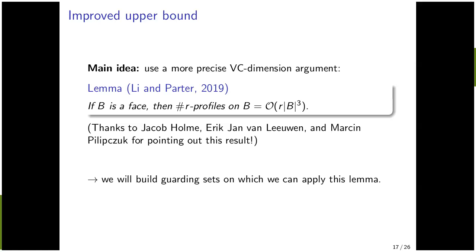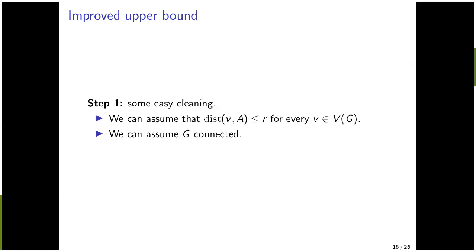So basically we want guarding sets that are faces in some sense. And to do that, first step, we do some easy cleaning. You can assume that every vertex is at distance at most R from a vertex of A. Otherwise, its profile is plus infinity, and it's one profile, so this profile is counted, and now we focus on the other ones. So you can assume that every vertex is at distance at most R from A.